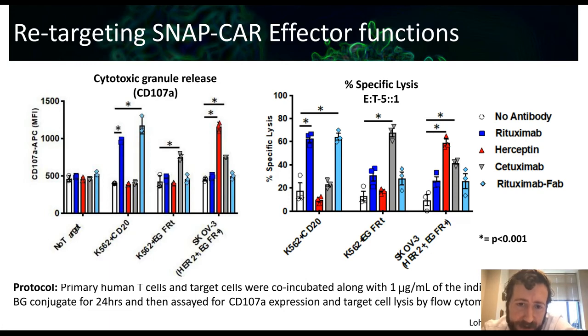And again, we see a pattern in which only when we have the matched antibody and antigen combination do we have upregulation of CD107A. And then we actually looked at lysis of tumor cells. And here, again, we only see significant lysis of the cells when we have matched antigen and antibody tumor targeting specificity.